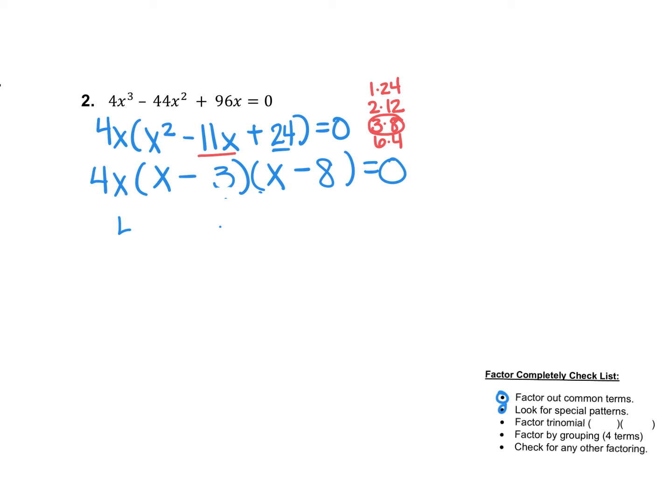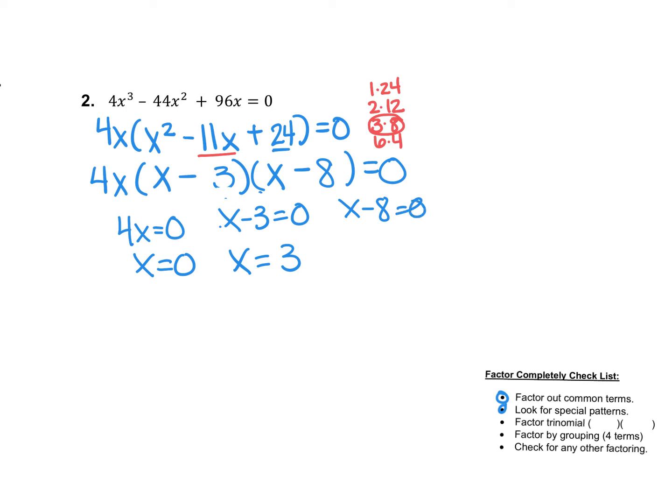I'm going to have a 4x is equal to 0. So I'd have 4x is equal to 0, so I know x is going to be equal to 0. And then I have my x minus 3 is equal to 0, so I know x is going to be equal to 3. And then I have my x minus 8 is equal to 0, and I have then x is equal to 8.